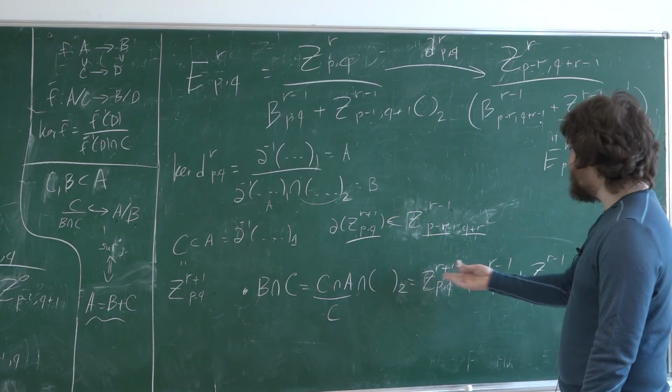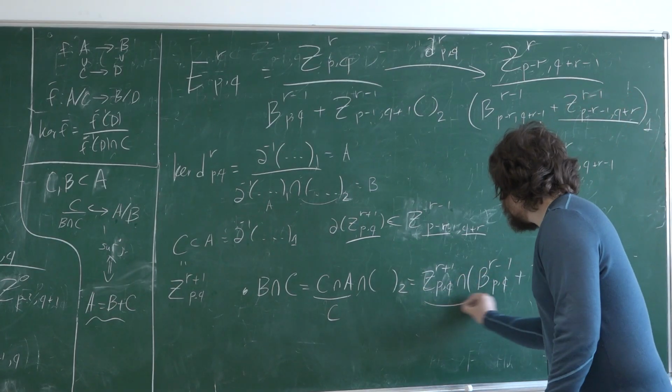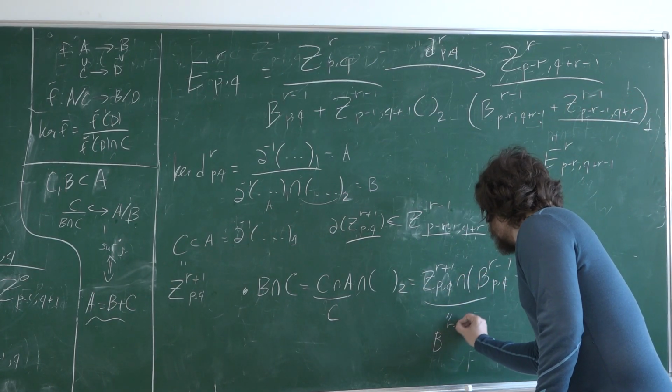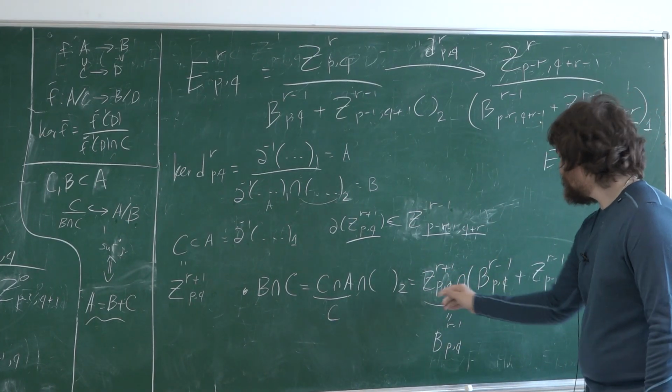This B lies in Z, it's always true. So this intersection is B, it's the same B, because any B lies in any Z with the same gradings.